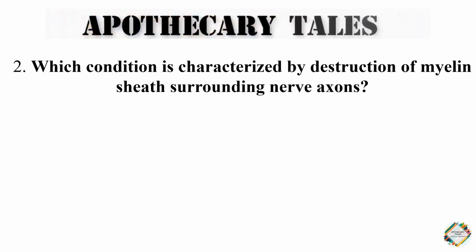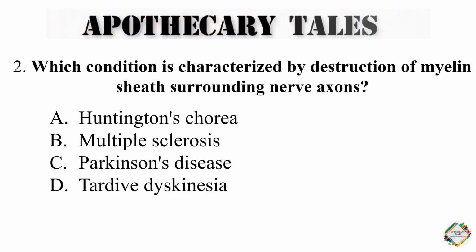Moving on to the second question. Which condition is characterized by destruction of myelin sheath surrounding nerve axons? First of all, myelin sheath is an insulating layer or sheath that forms around the nerves, including those in the brain as well as in the spinal cord. So let's look into each options.